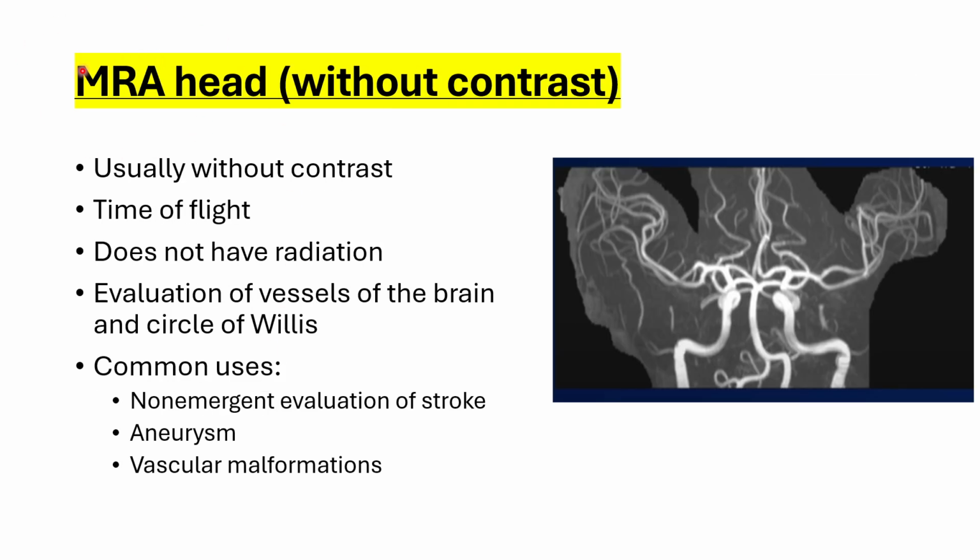This is an MRA head, usually without contrast. It is really good at evaluating vessels of the brain and the circle of Willis, which is shown here. Common uses would be non-emergent evaluation of stroke, aneurysms, and vascular malformations.